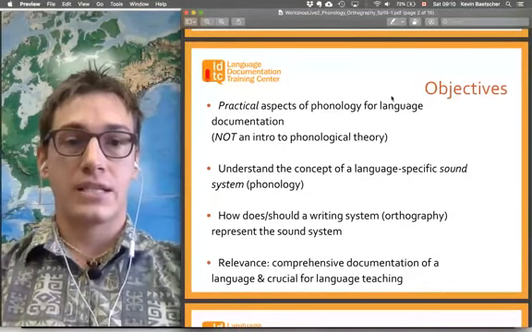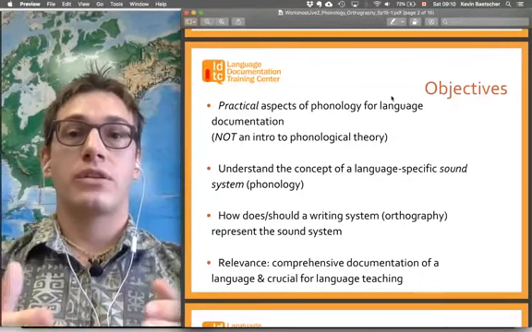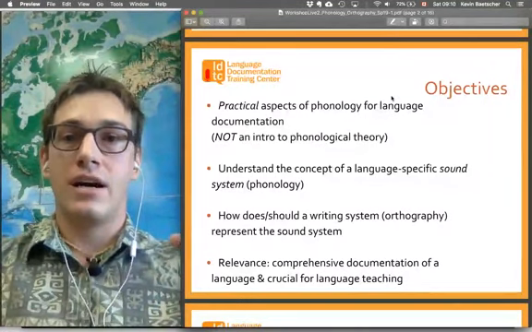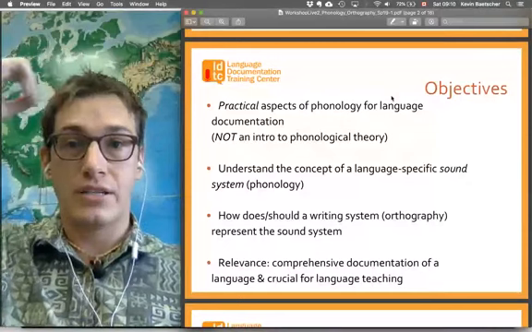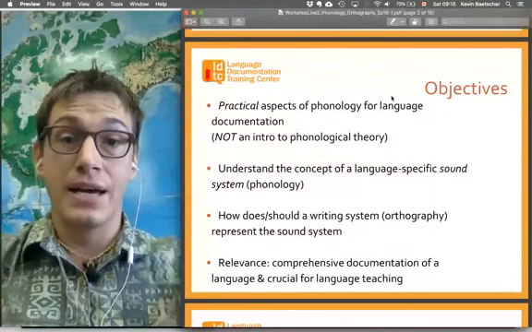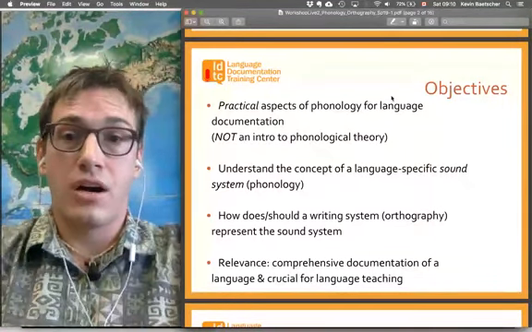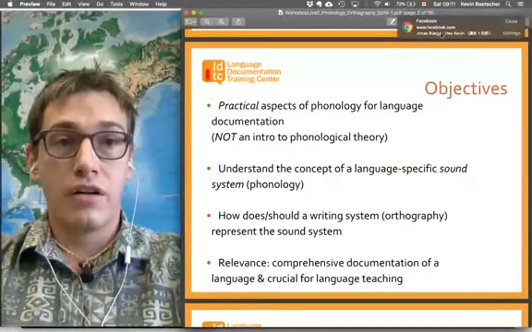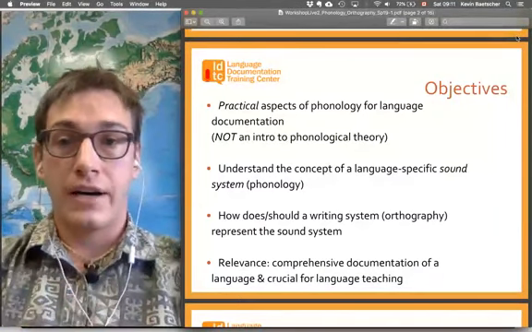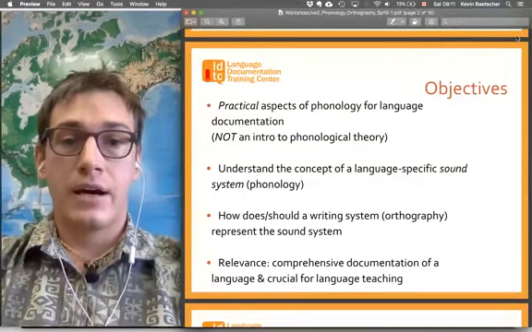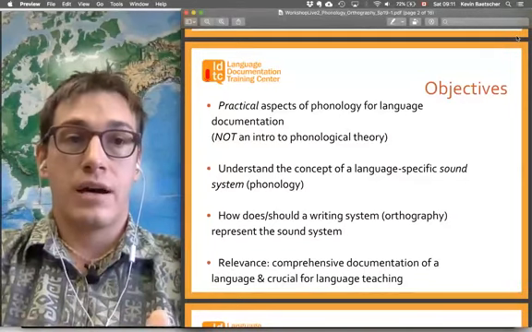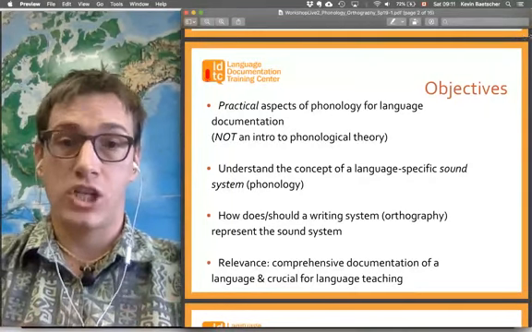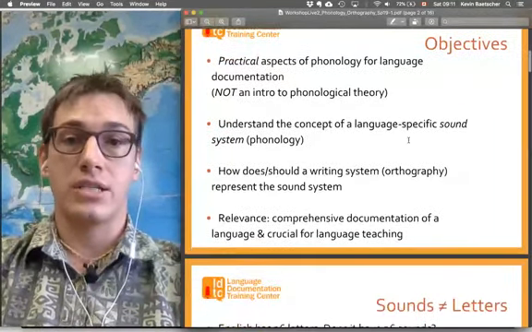The relevance of this is that when we document languages, we want to have a comprehensive documentation of it, right? We want to understand all the major parts of the linguistic system, and that includes the phonology, obviously. So we want to understand that. We want to create a wholesome documentation of a language's system. And then also, of course, it's important to be able to know how to write the language if you're going to use it for language teaching, language revitalization, in case your language is endangered.